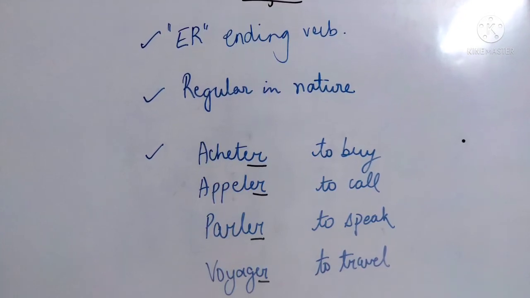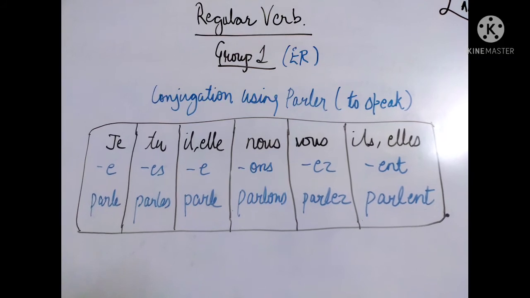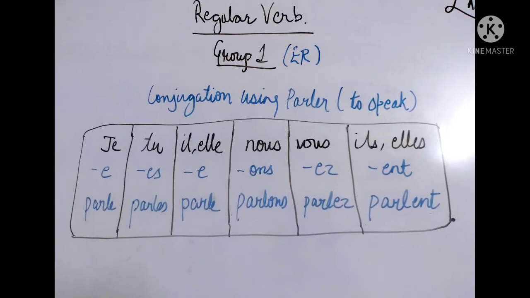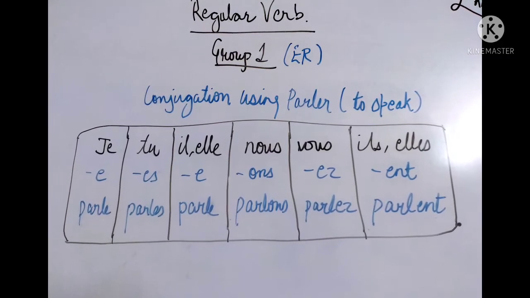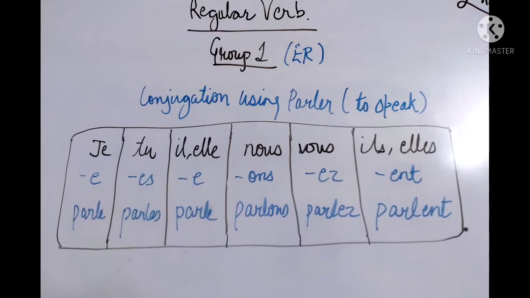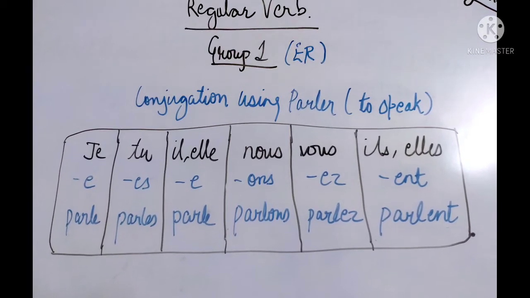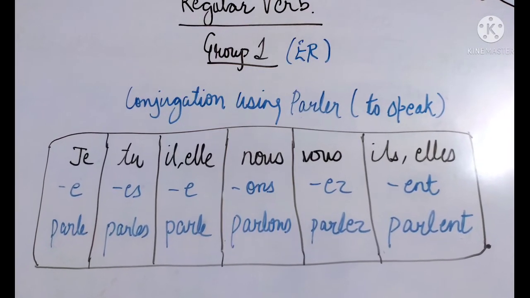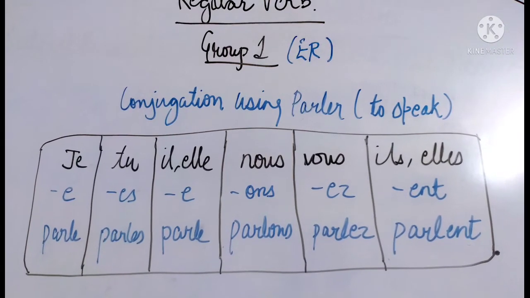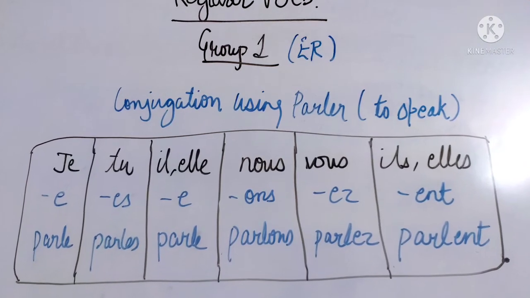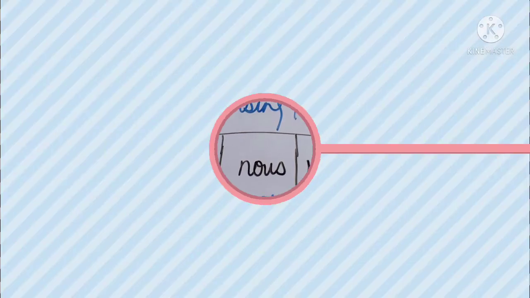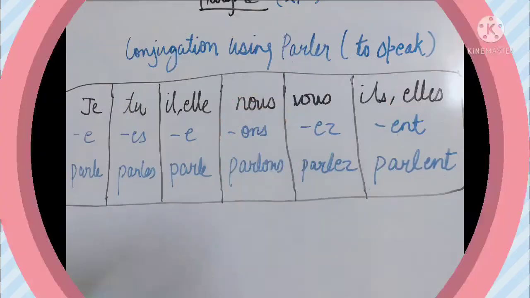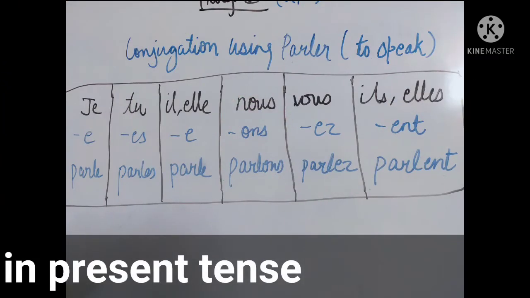Okay, let's do the conjugation of one verb. So we are doing the conjugation for parler, which means to speak. The infinitive form ends with er here, parler. You can see parler. Just drop the er. Now what is left? Parle.